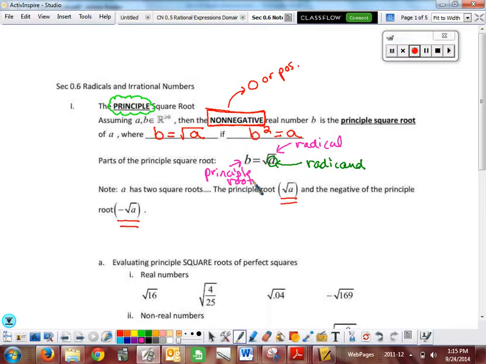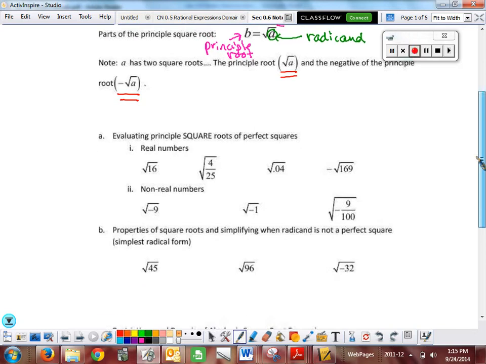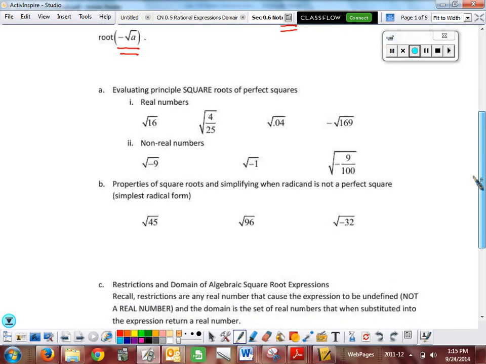Now, you've done radicals before in algebra class, so you should be versed enough, especially now that I've said just give me the positive one. What's the square root of 16? 4. Square root of 4 over 25? 2 over 5. All right, here's a hard one. Square root of 0.04.